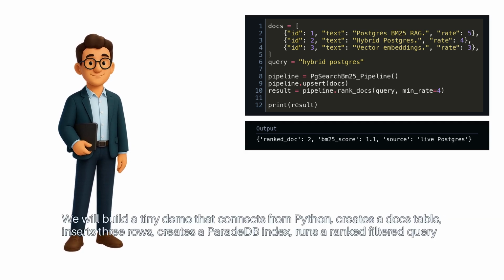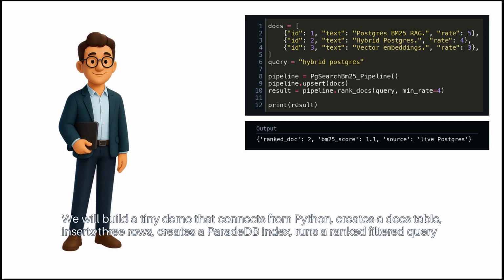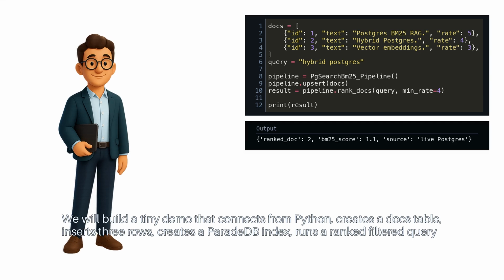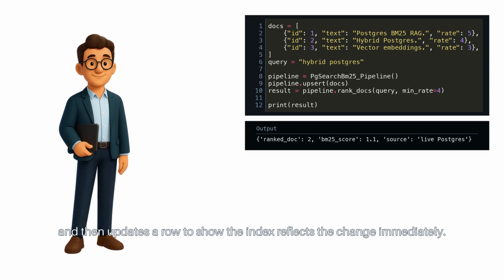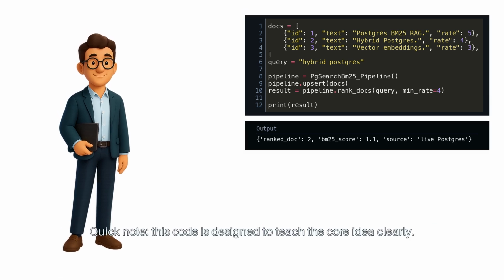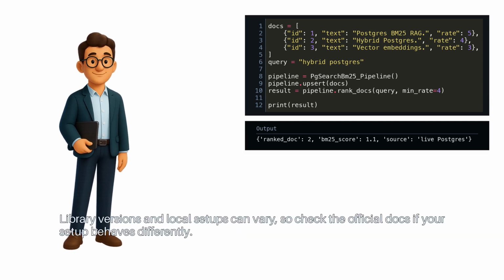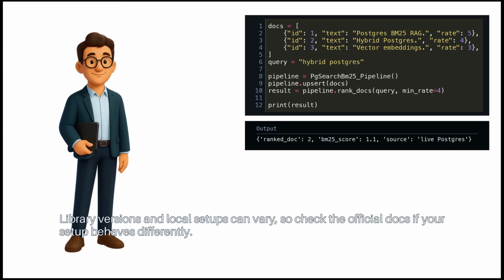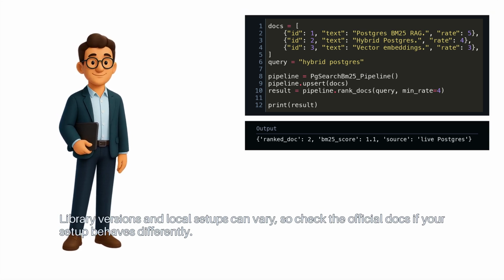We will build a tiny demo that connects from Python, creates a docs table, inserts 3 rows, creates a ParadeDB index, runs a ranked filtered query, and then updates a row to show the index reflects the change immediately. Quick note, this code is designed to teach the core idea clearly. Library versions and local setups can vary, so check the official docs if your setup behaves differently.